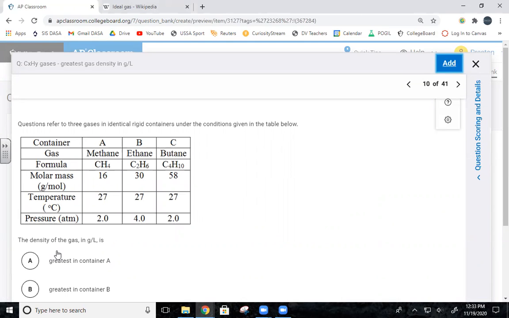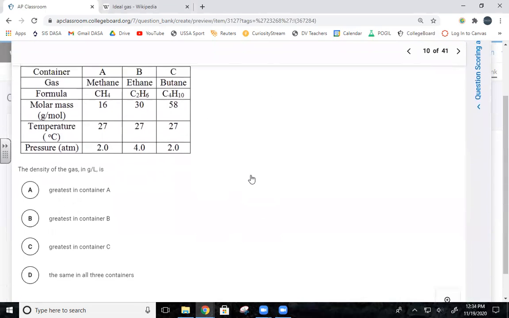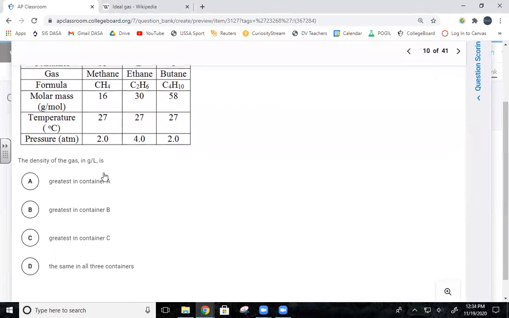Questions refer to 3 gases in identical rigid containers under the conditions given in the table below. All right, identical rigid containers. I feel like they don't need to tell us that it's container A, B, and C then. Whatever. Okay. So the density of the gas in grams per liter is, what? All right.